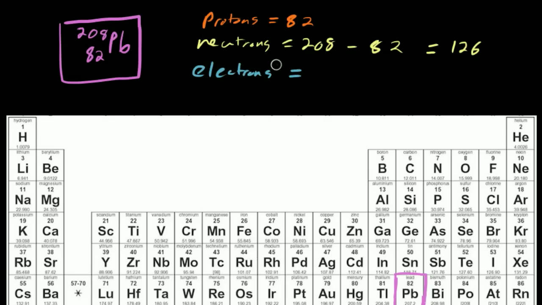And finally, let's figure out the number of electrons. Once more, it's a neutral atom. It's not an ion, so the number of electrons will equal the number of protons. So we will have 82 electrons.